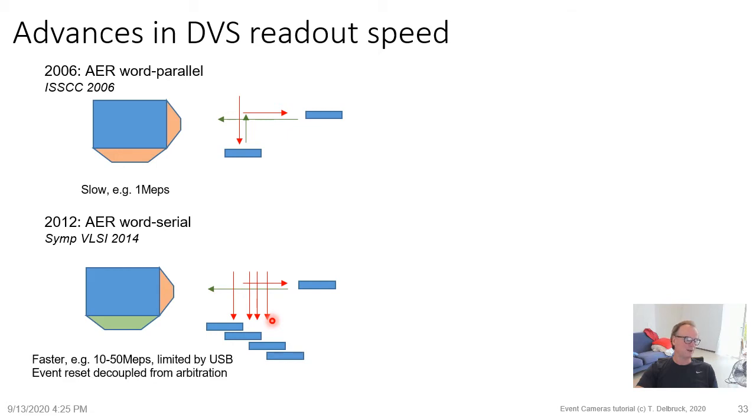And so that increased the readout speed up to about 10 to 50 megaevents per second, generally limited by USB now. Actually, at the sensor level, our sensor achieved 50 megaevents per second. At the camera level, it goes down to about 10 megaevents per second, limited basically by USB. And a key aspect of this kind of improved readout was that the event reset was decoupled from the arbitration. So once the pixel was acknowledged in the row direction, all these pixels make a request in the column direction, but then they start to reset themselves, independent of the communication of the events.